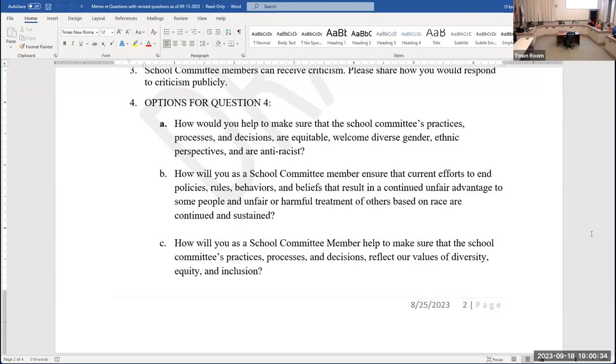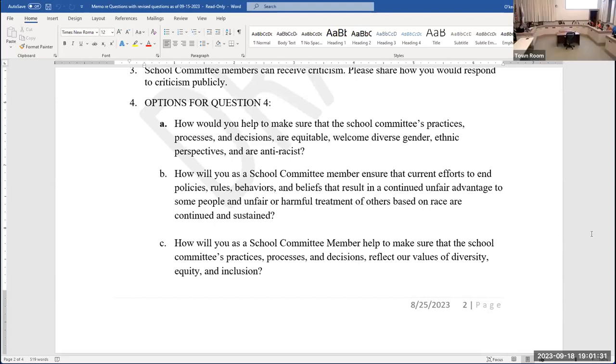Irv? My hand was still up, but I really resonate with B. And the reason I resonate with B is because that is the very definition of anti-racism. And it makes it personal because it says, how will you as a school committee member ensure that current efforts to end policies, rules, behaviors, and beliefs that result in the continued unfair advantage to some people and unfair or harmful treatment of others based on race are continued and sustained. And to me, that is the very definition of racism. I mean, of anti-racism. That's what that is. That statement is directly related to and correlated with what anti-racism is.